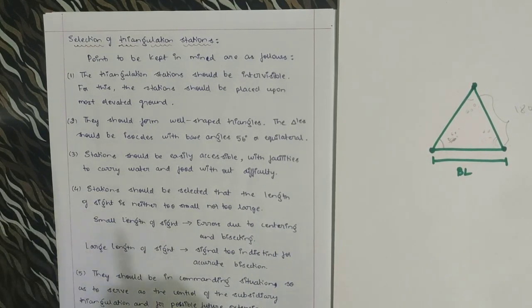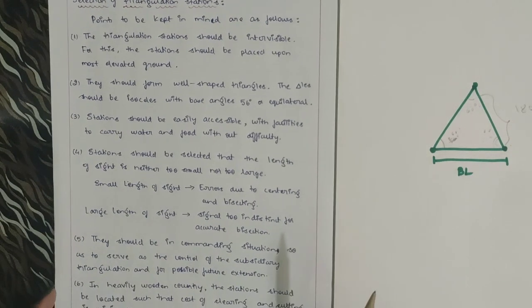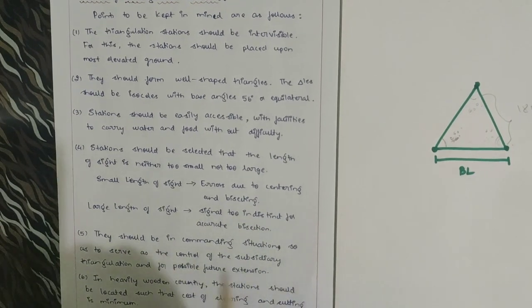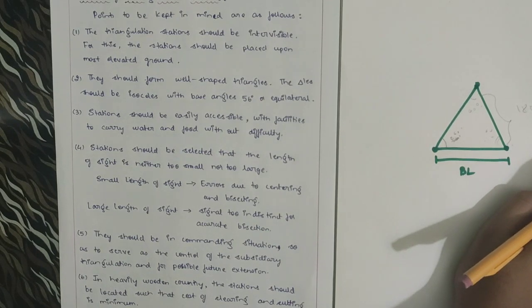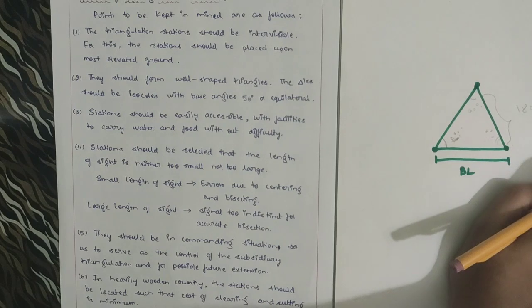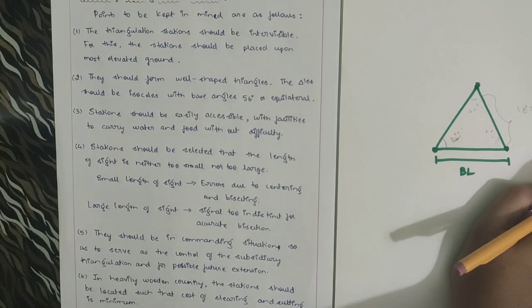Then coming to the next one, the station should be easily accessible with facilities to carry water and food without difficulty. We all know that the basic needs of a human being are food, water and shelter, even clothing also. So these basic needs, that is food and water, should be easily accessible to these stations.